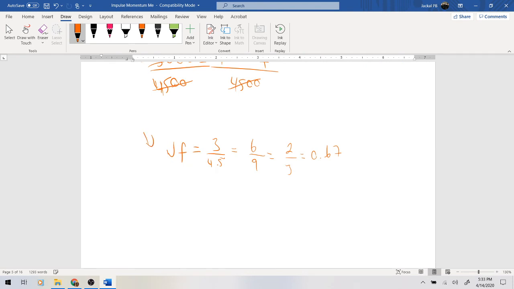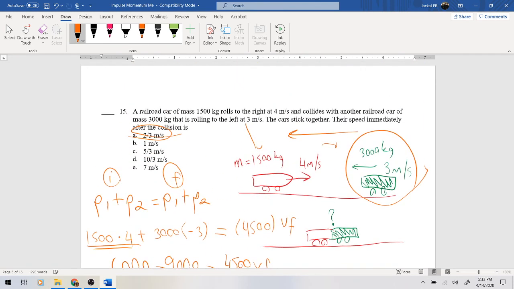Well, the last part is just this algebra. But that's how we solve impulse momentum questions. From the given quantities, you just think about what you know and what the unknown is, and just apply conservation of momentum or the impulse momentum relationship in the questions.